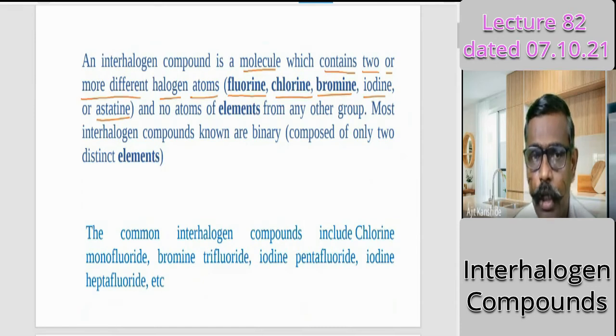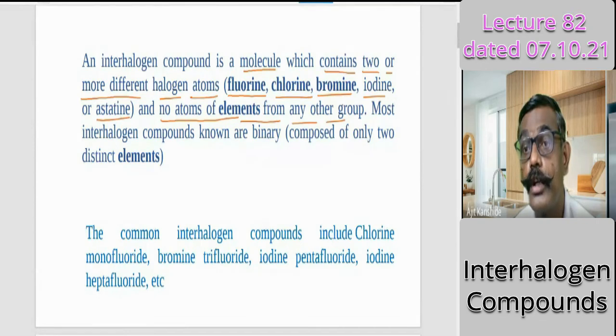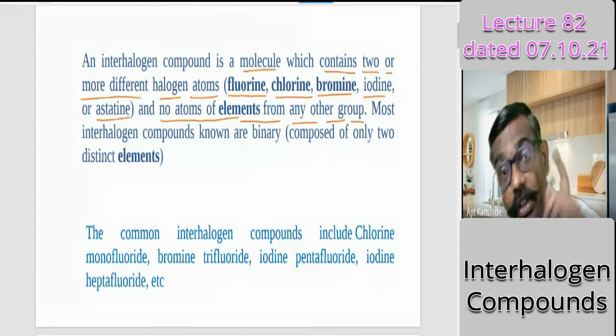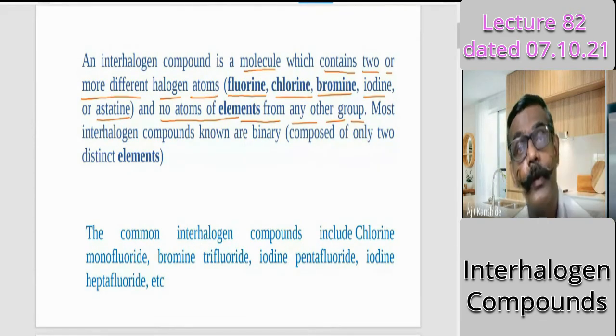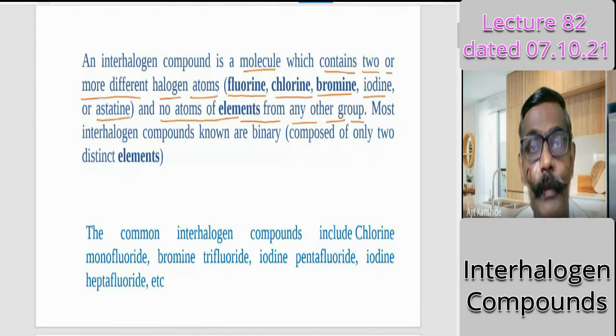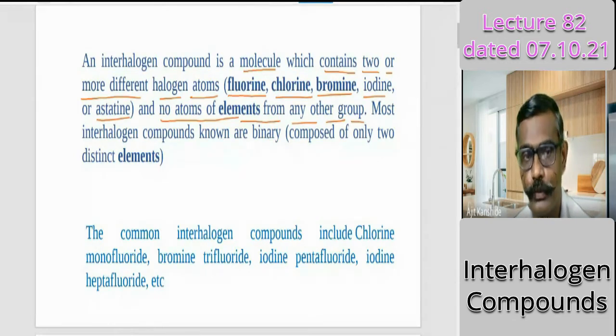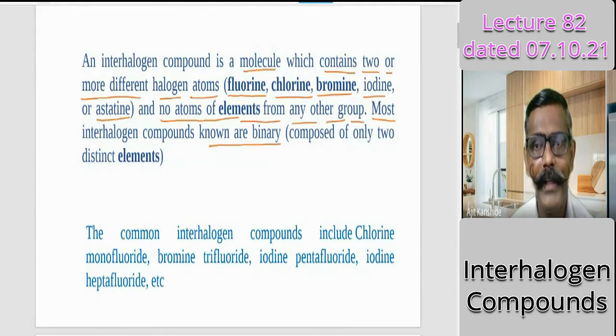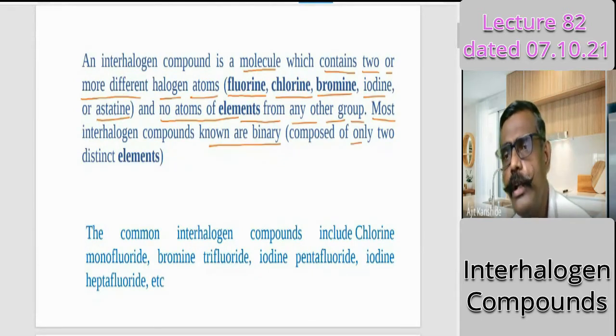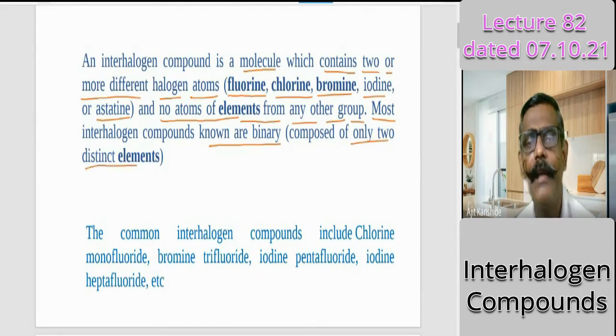And no atoms of elements from any other group, other than halogens, are there. Only halogens and compounds between them. Such compounds are called interhalogen compounds. Mostly these compounds are binary. Binary means they have only two distinct elements.